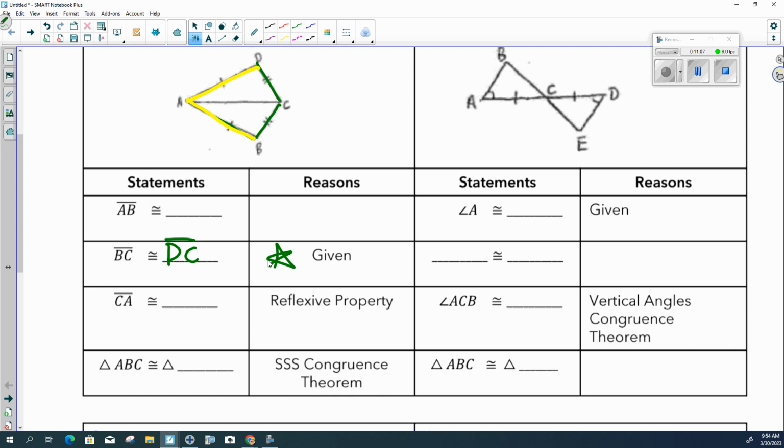Yes, if you say to me, it just kind of looks the same, that is not a reason. It has to be either given or reflexive or vertical. It now has to have a specific reason. Because it looks like, and this one was given, the markings were there. Now they're giving us a hint, because after your givens or in the middle of your givens, you're going to use either reflexive property or vertical.